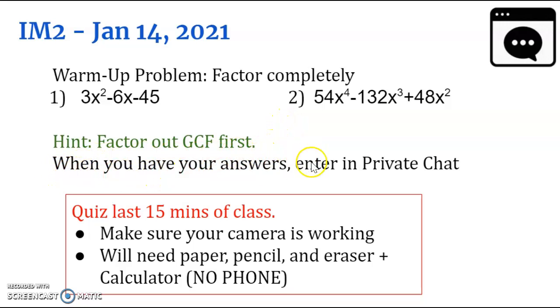When you have your answers, I'm going to ask you to enter it in private chat. As far as quiz number one goes, it's going to be in the last 15 minutes of the class. If you were absent for the quiz, then you need to contact me as soon as possible so that you can make the quiz up.